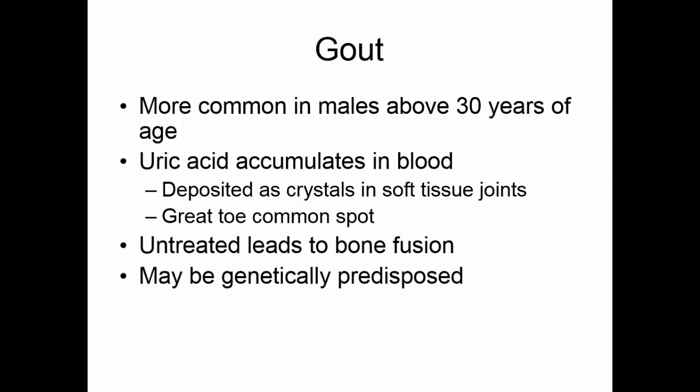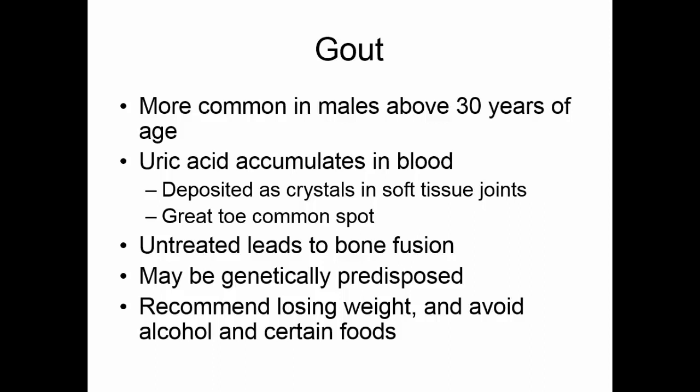Gout seems to have a genetic predisposition, that is, it tends to run in families. Individuals who have gout are recommended to lose weight, to avoid alcohol, and certain foods like shellfish. Shellfish are very high in the protein that will yield a lot of uric acid.